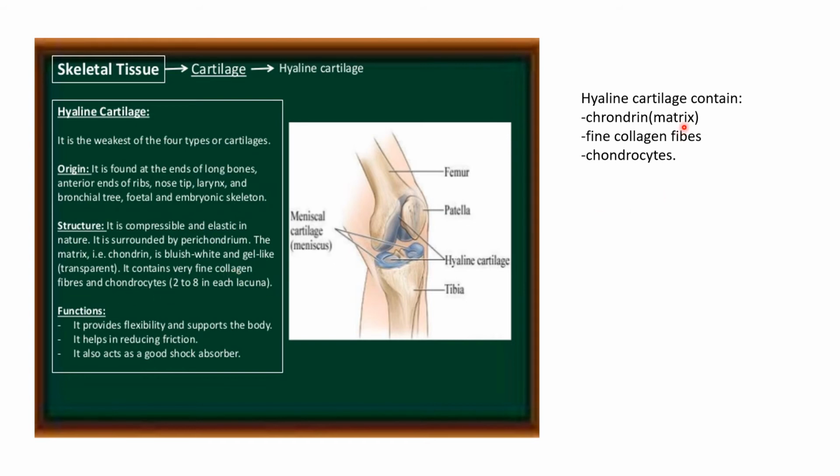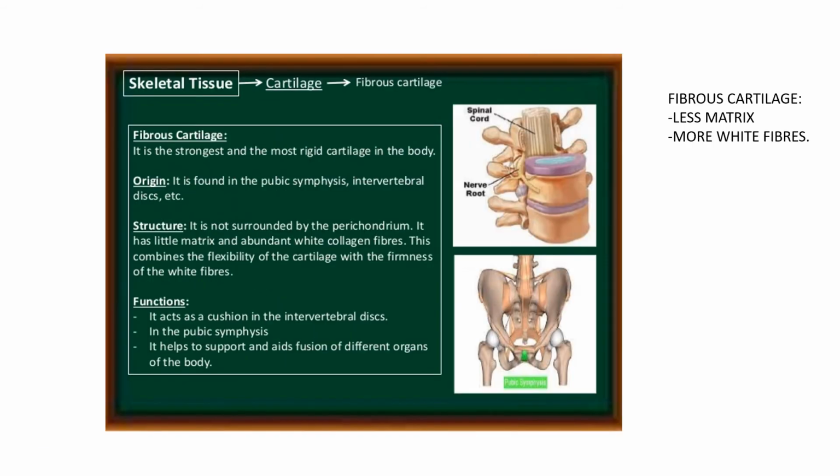So as you can see over here, the hyaline contains chondrin, that is matrix, and fine collagen fibers. Collagen means white fibers, and they also contain chondrocytes. It provides flexibility and supports the body. It helps in reducing friction, and it is also a good shock absorber. As you can see over here, the cartilage present between the two bones is hyaline cartilage.